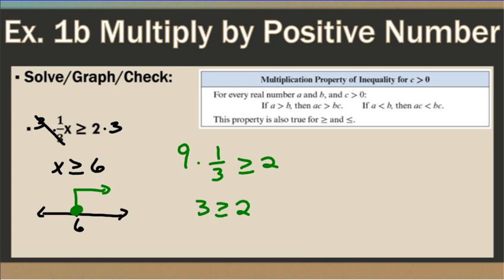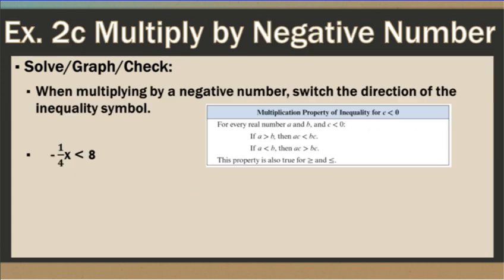Next one, we have negative 1/4 x is less than 8. So I'll multiply by negative 4 on both sides. Now I have x is greater than negative 32. Number line at negative 32. Put an open circle on negative 32. Greater than means it's going to the right.